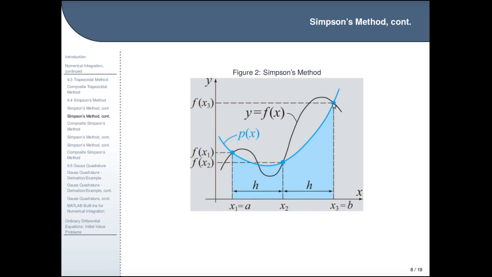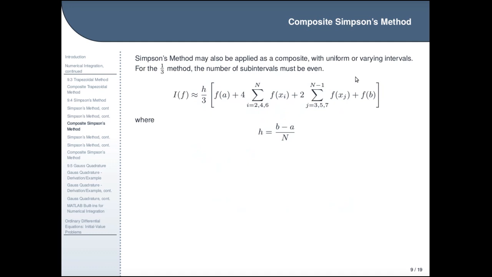So we have 3 points for any given interval, but we are really breaking this interval up into 2 pieces. The first one, which is defined by the h number, runs from x sub 1 to x sub 2. The second one runs from x sub 2 to x sub 3. So the 1/3 Simpson's method has even numbers of intervals and an odd number of points to define it.